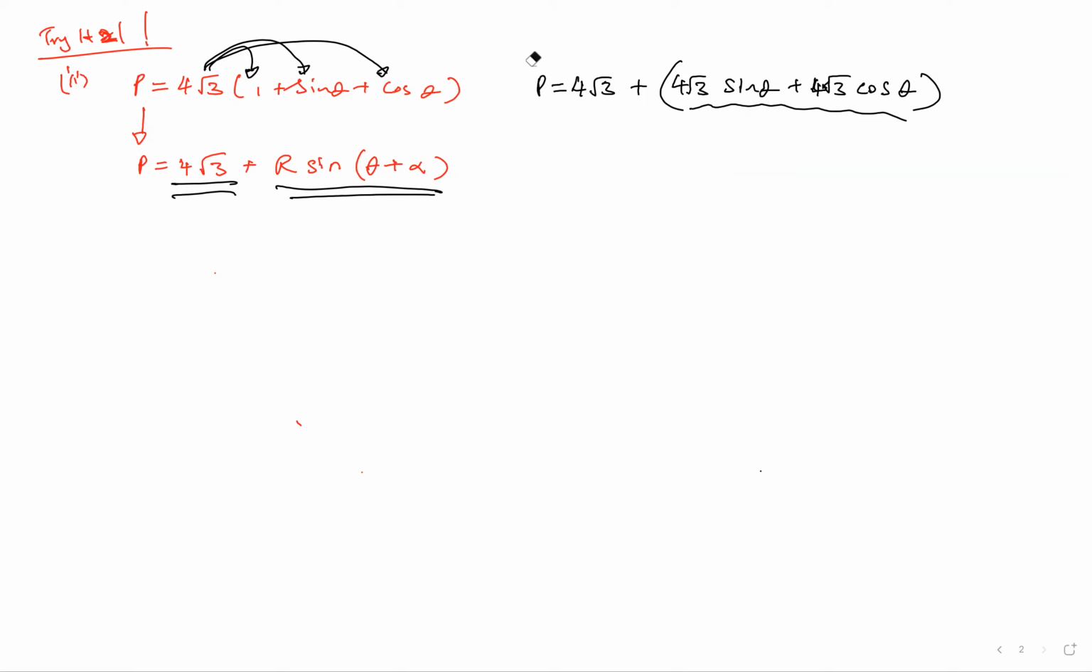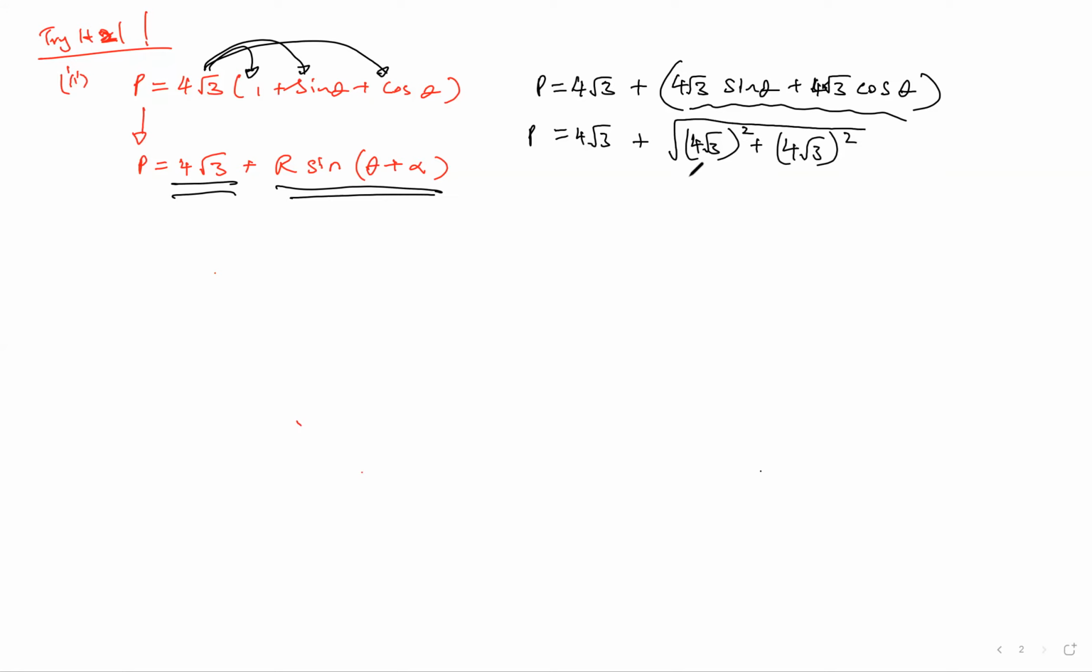So what I'll be focusing on is converting this into the r sine (theta plus alpha). So this one remains the same, no change. I'll just change this. So we have 4 square root 3 squared, square both, square root.